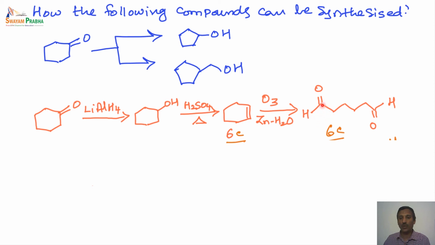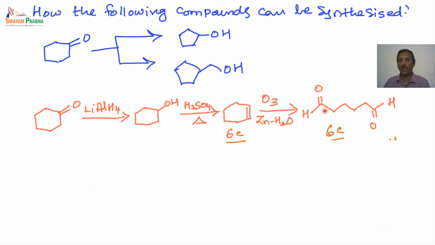So here again 1, 2, 3, 4, 5, 6. So we have to exactly count the number of carbons. Here we start with 6 carbon, so we also end up with the 6 carbon. So this is the dialdehyde that is formed by the ozonolysis reaction.